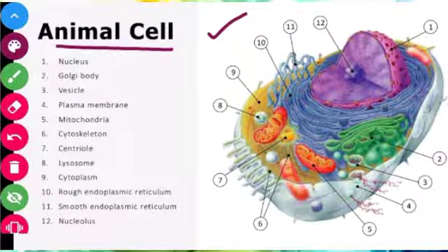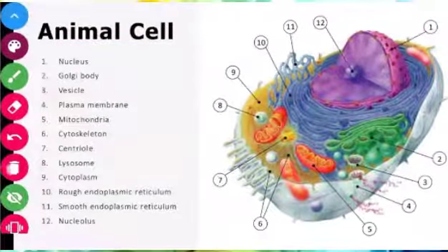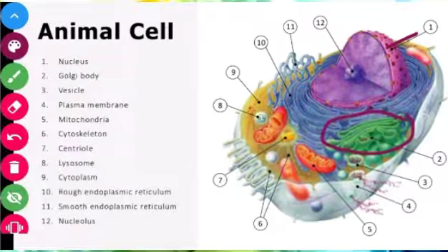The first one is the nucleus, which carries the genetic material. Next, the second one is the Golgi body. You can observe here this green structure, that is the Golgi body, which secretes chemicals, proteins and lipids. And the third one is vesicles.